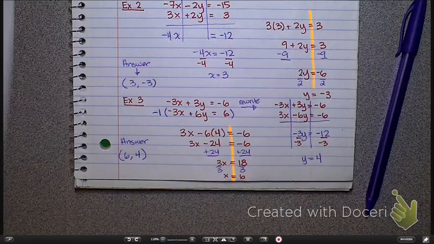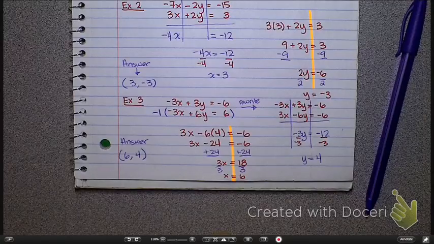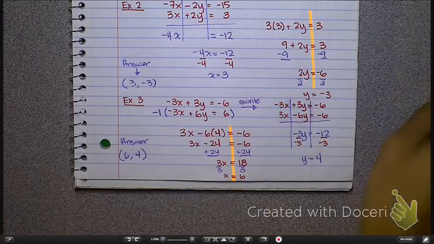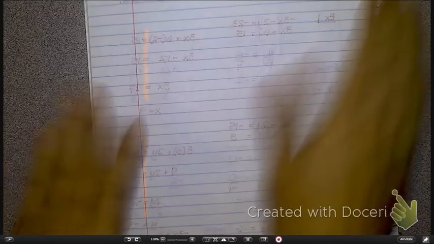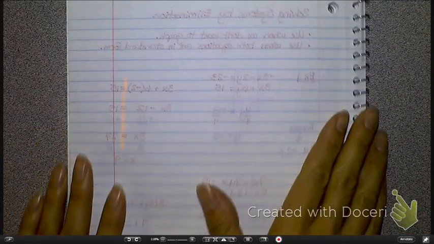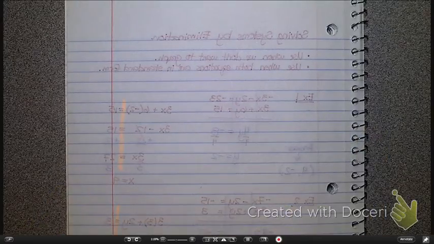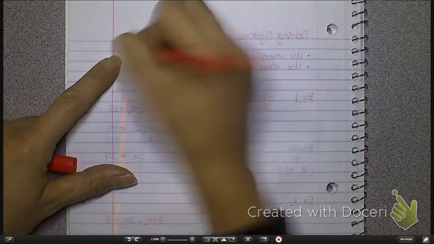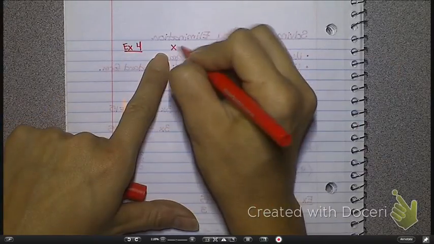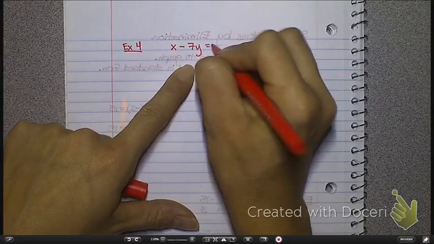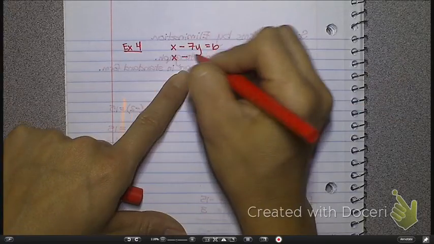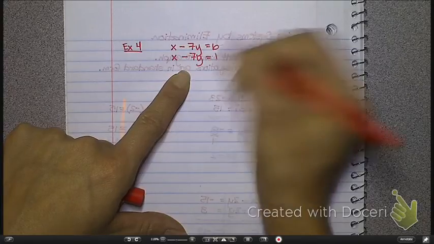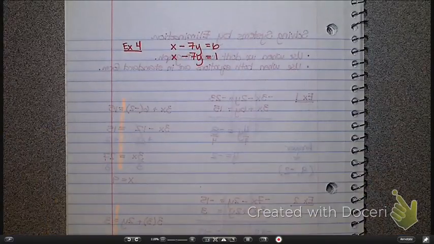Okay, can I turn the page? All right, if you guys are ready, turn your page. Okay, so this is our last one, and this one's slightly different than the ones before. Not in the way that we solve it, but in what happens when we start solving. Okay? All right, so go ahead and write that one down.